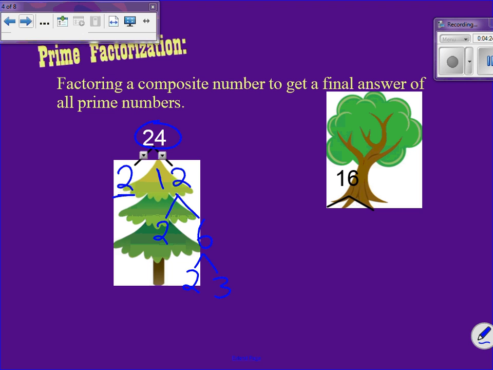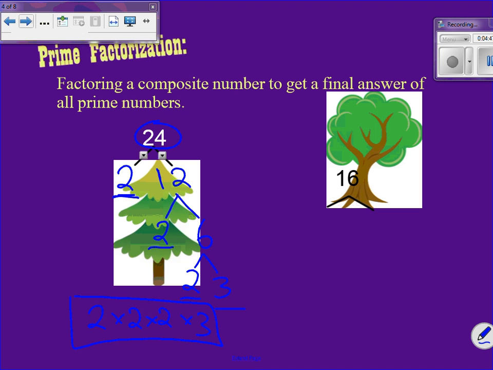Now let's check. Do we have any composite numbers left? We've got prime, prime, prime, prime. So we're happy with this answer. So as a final answer, we would write 2 times 2 times 2 times 3. It's the prime factorization of 24.